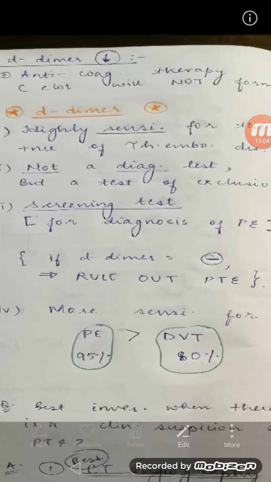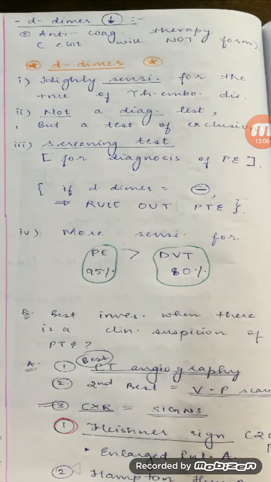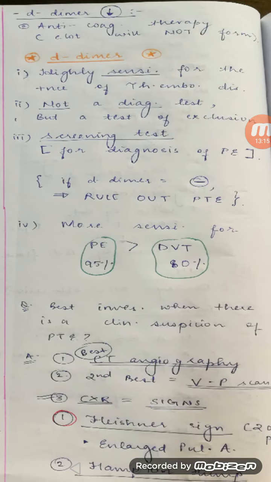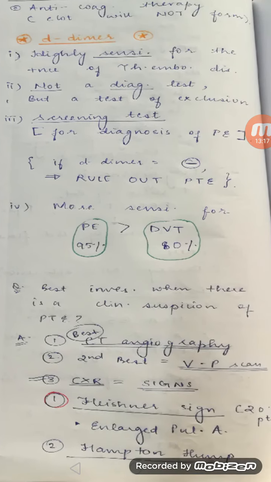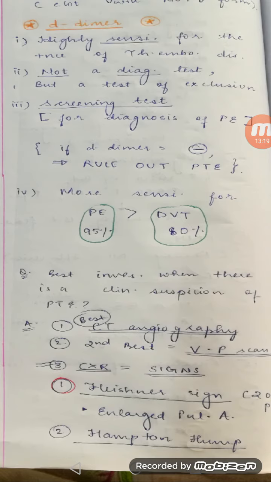Now, the D-dimer level will be decreased if the person is on anticoagulant therapy. The clot is not getting formed at all, so when and why will it get lysed? So the D-dimer test will be negative. That means the D-dimer level in the body will decrease. Okay. So again, D-dimer is highly sensitive. Number 2, it is not a diagnostic test, but a test of exclusion.